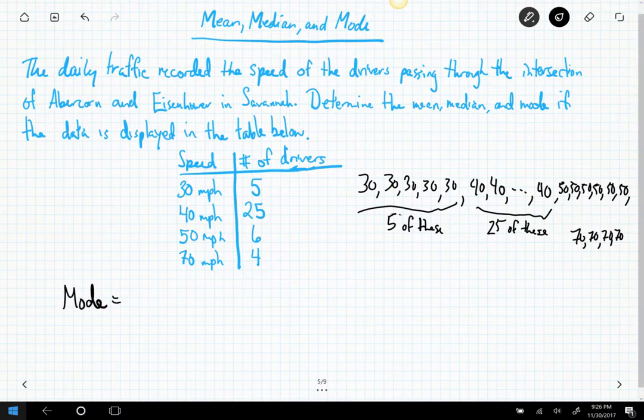That should be easy. And all you're doing is looking at what has the most number of drivers. So that's going to be 25. So there's 25 drivers, and then what's the speed that we're looking for? Well, the mode is 40 miles per hour. Right? A lot of people will put the 25 down. The 25 is indicating how many times the 40 occurs. Just remember that. So now for the median, we got to first find the location of the median.